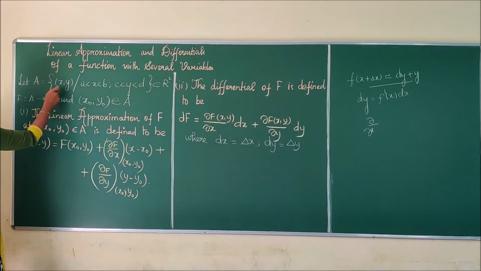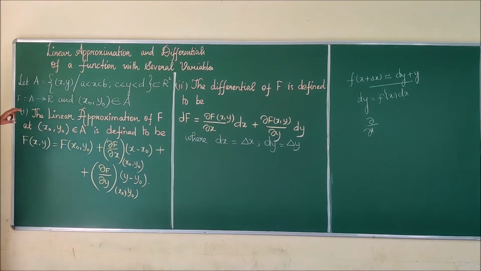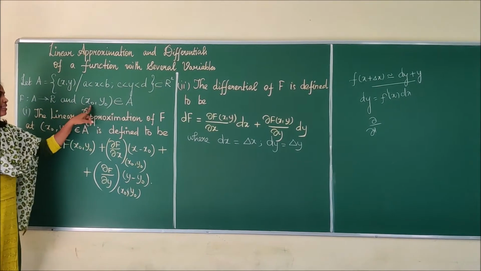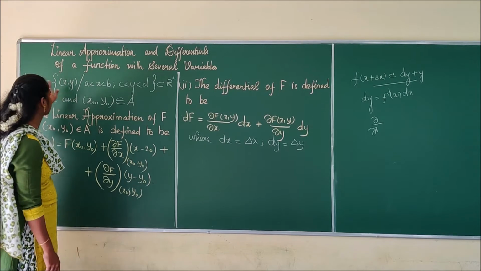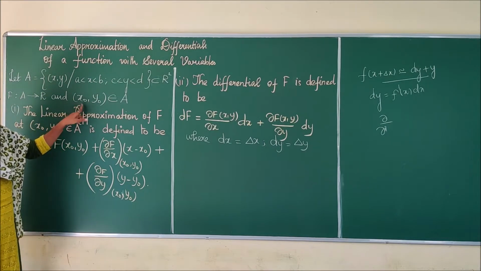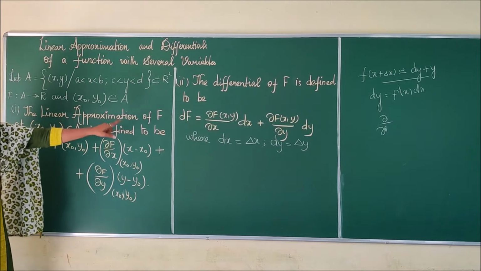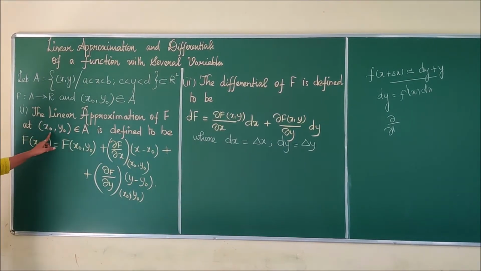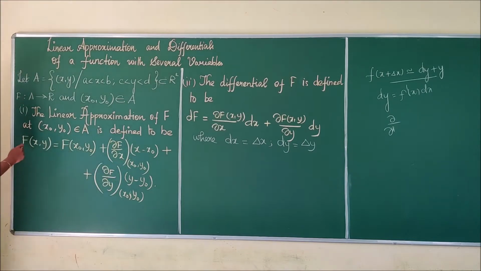See, for (x, y) contained in R square, we define a function f from A to R, the real numbers, and (x naught, y naught) belongs to A. I am going to take a point which lies in A. I have defined a function on this A, and the point contained in A is called (x naught, y naught). So the linear approximation of a function f at (x naught, y naught) is defined to be, see, the formula f of x comma y.